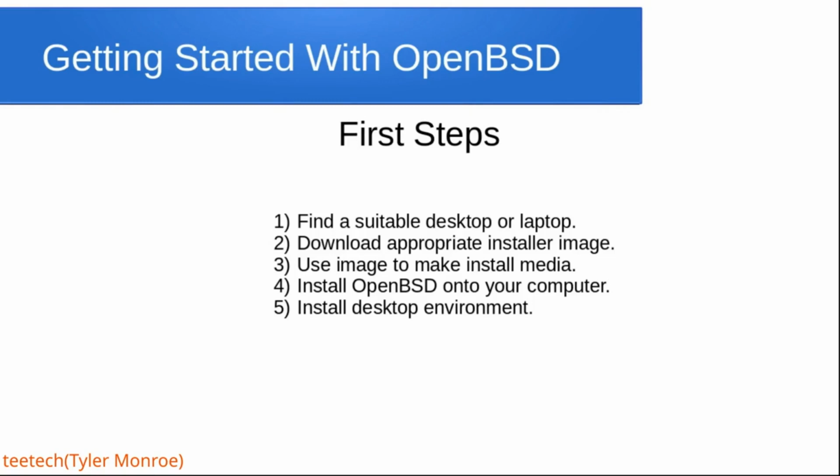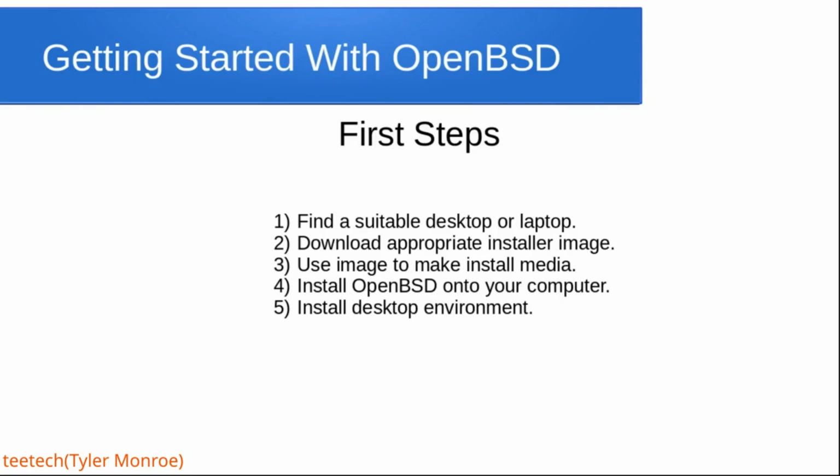So we're going to start here with the first steps we want to take. These are the bare minimum to get everything going. So we have a desktop operating system. Obviously the first thing is to find a suitable desktop or laptop. Well, what does that mean? Basically, OpenBSD will run on anything that has a 64-bit processor or a 32-bit processor. So most any desktop or laptop made in the last 10, even pushing it 20 years, will run OpenBSD.